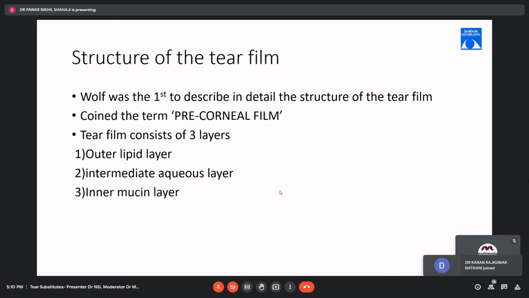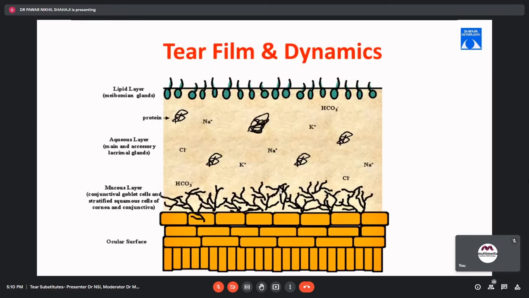Wolff was the first to describe in detail the structure of the tear film and coined the term precorneal film. The tear film consists of three layers: the outer lipid layer, the intermediate aqueous layer, and the inner mucin layer. As you can see in this diagram, the lipid layer is the outermost, then the aqueous layer, then the mucus layer, which is near the ocular surface, the corneal epithelium.